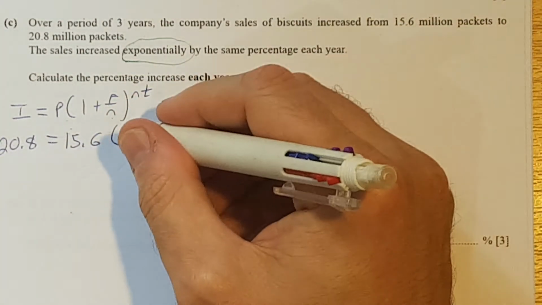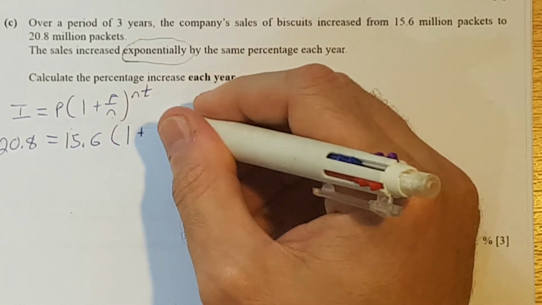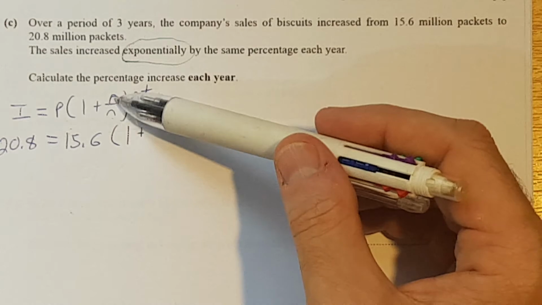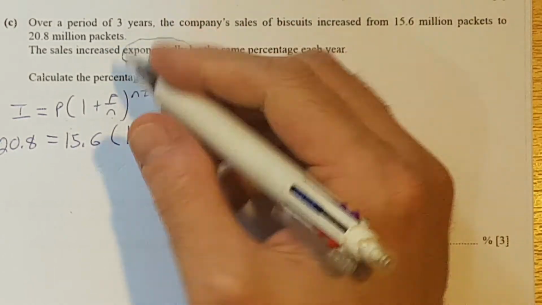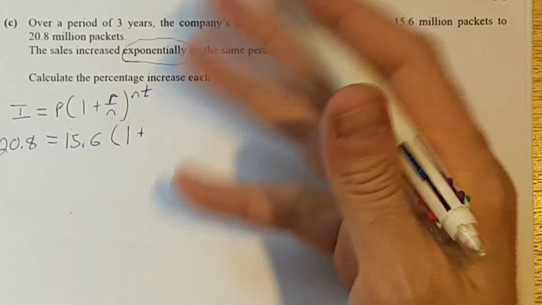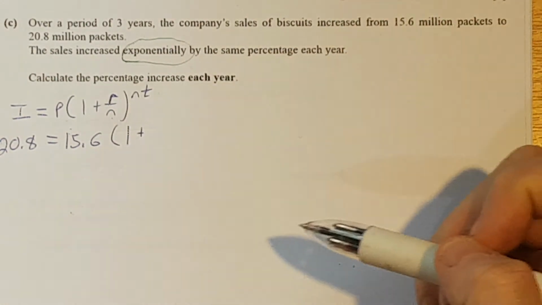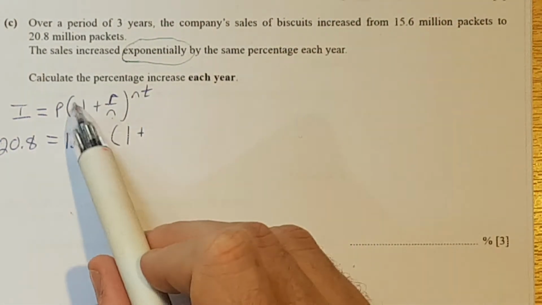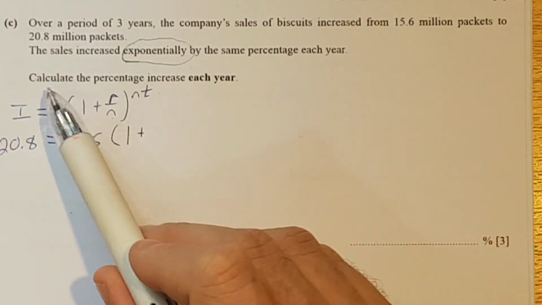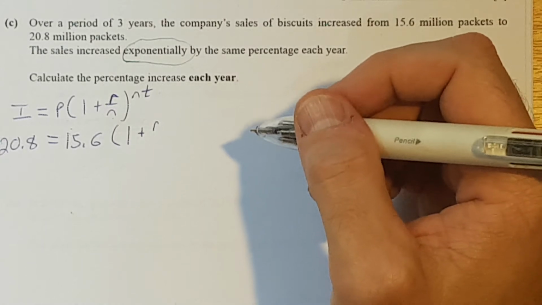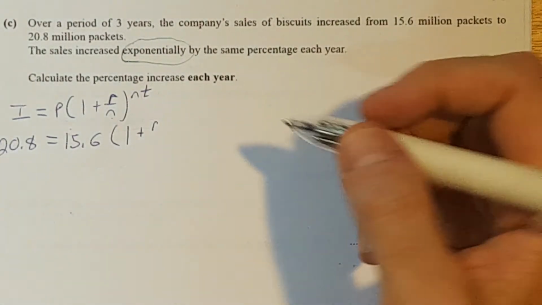Okay? Times 1 plus R, which is the rate. Now, this rate here is as a decimal. It's actually preferable to use a decimal, although you have to keep track of the type of formula you're using. And so we don't know the rate. So that's kind of what we're looking for. Calculate the percentage increase. That is what R represents. It's like the growth rate, basically.